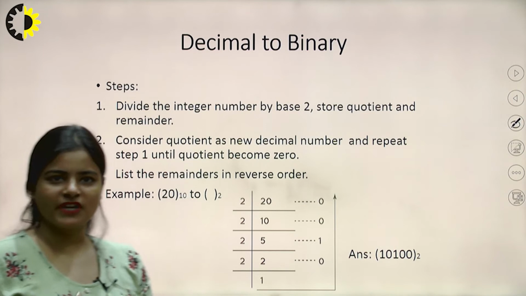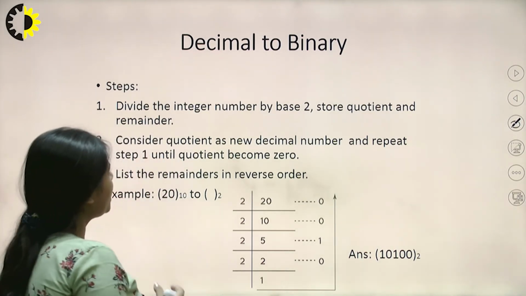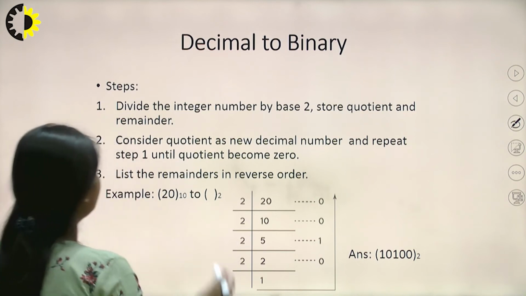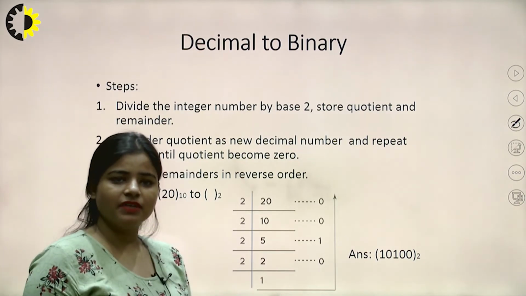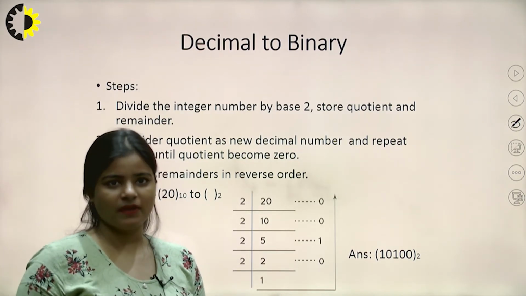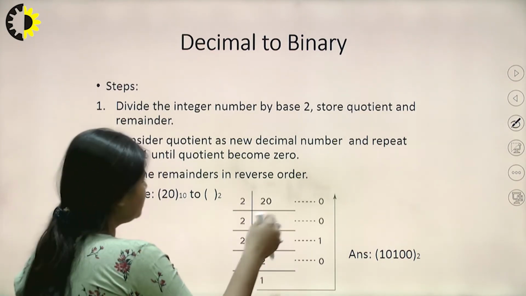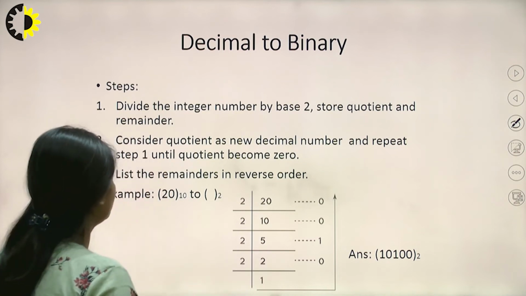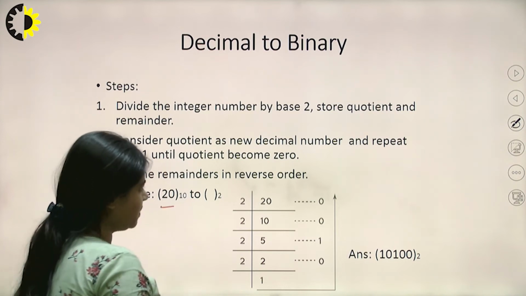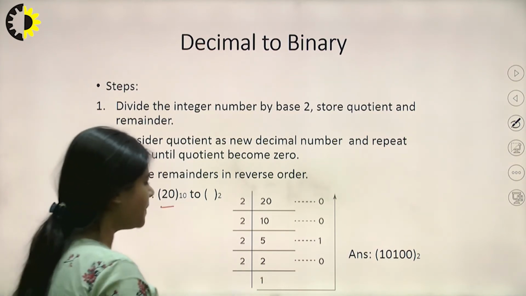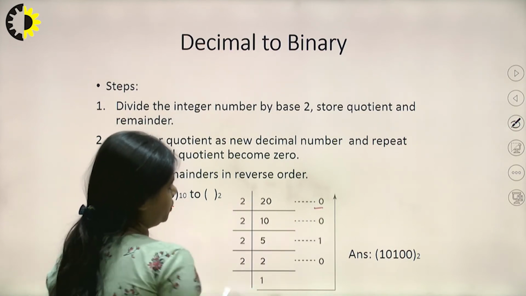Next, we are having the vice versa process, decimal to binary. So let's do it. Here we have another kind of approach: we have to divide the integer number by base 2. Whatever number we are having to convert to binary, we divide that number by the base 2, and then we store the quotient and the remainder in a separate place. So let's do this example. We are having 20 in decimal and we have to convert this number into binary. We will divide 20 by 2, and as a remainder, we are having 0.